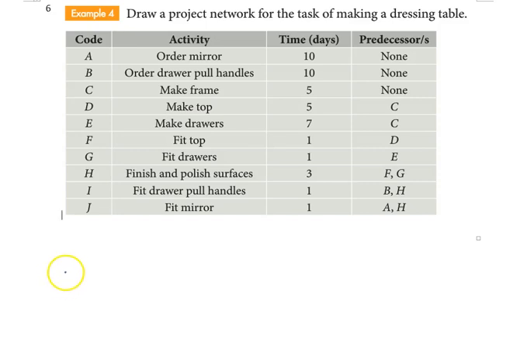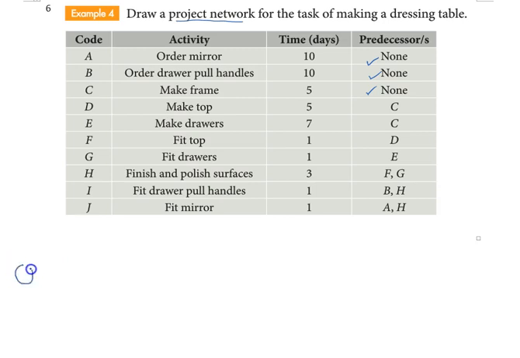Okay, so question 6, draw a project network for a task of making a dressing table. When you want to draw the project network, first you have to figure out which activity does not depend on other activity. That means which activity is independent. How we're going to check is we refer to the predecessor. The predecessor here is none, which means all these activities don't depend on any other activity, so we can straight away start over here.